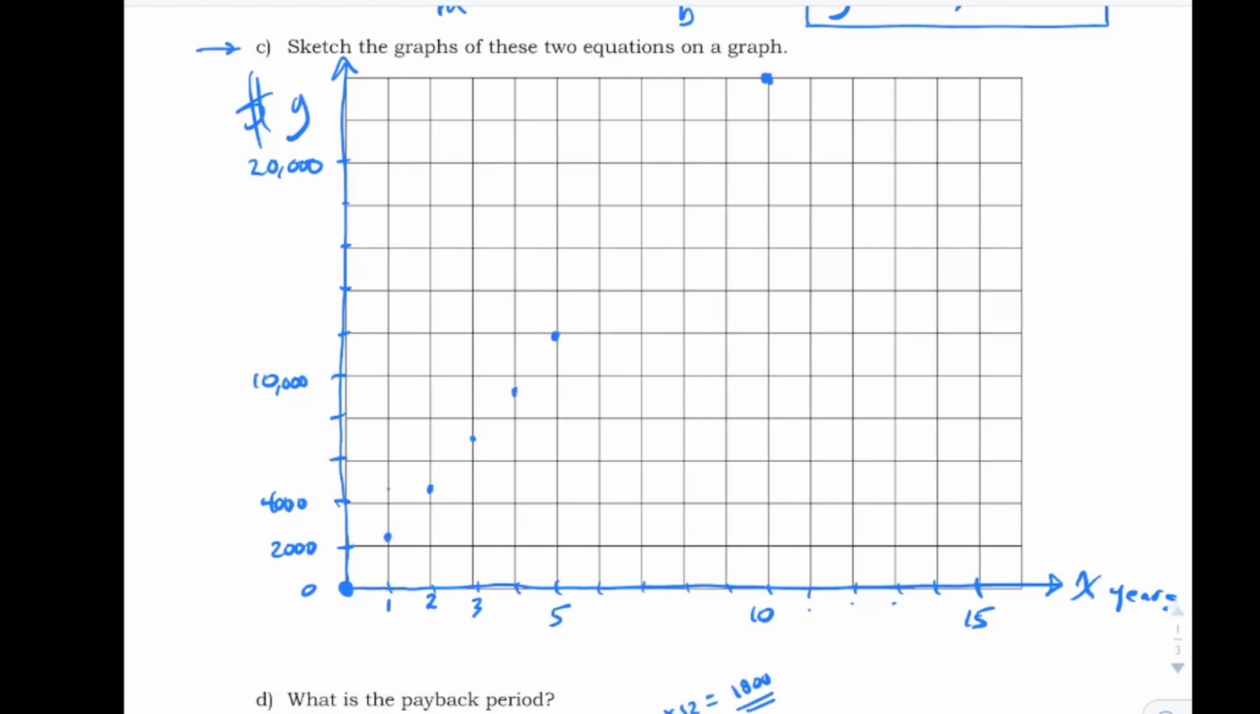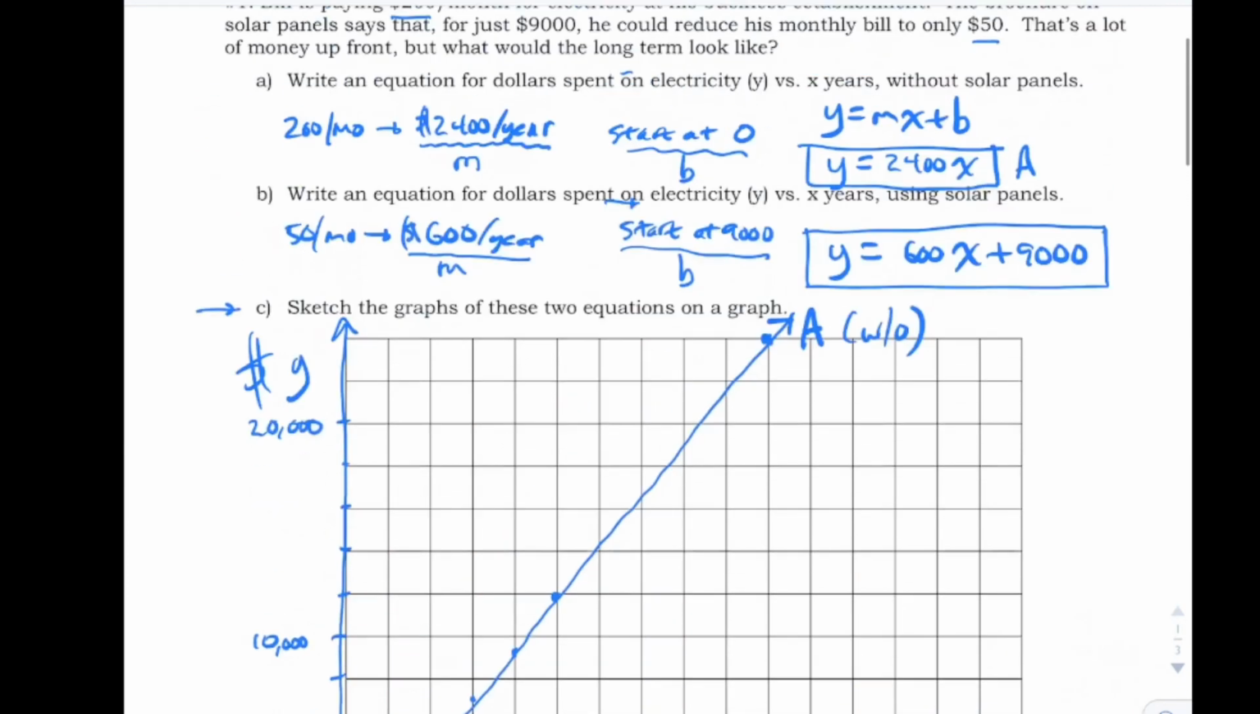Anyway, we can sort of draw our line now, especially if we had a ruler. Look how perfect that is. And so this is line A. This is without solar panels. Now let's do line B.